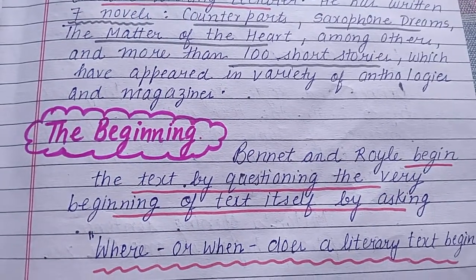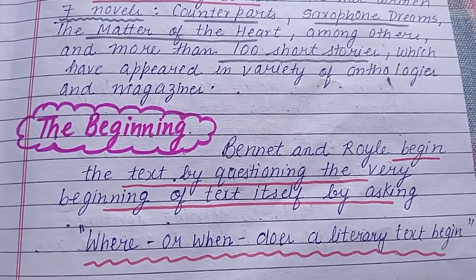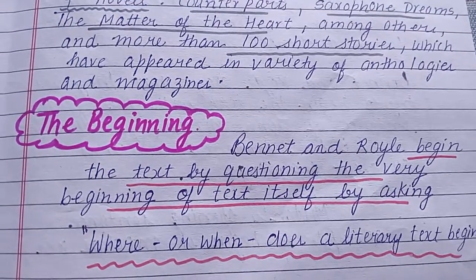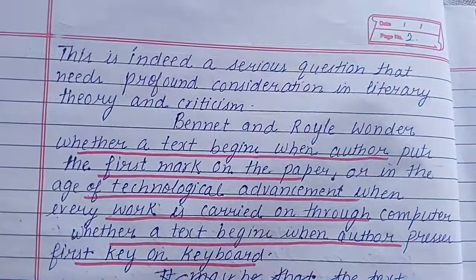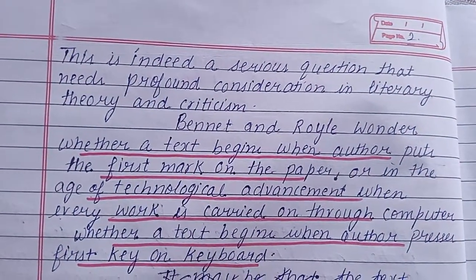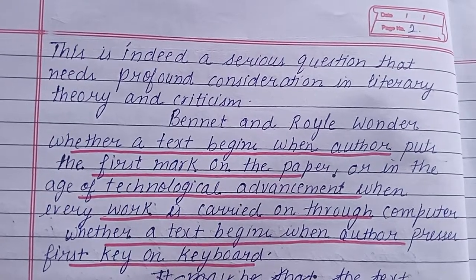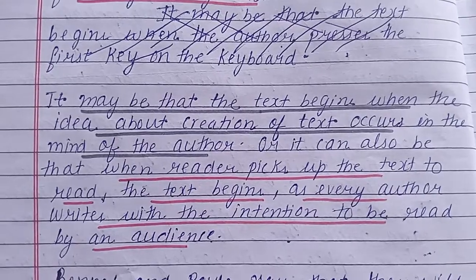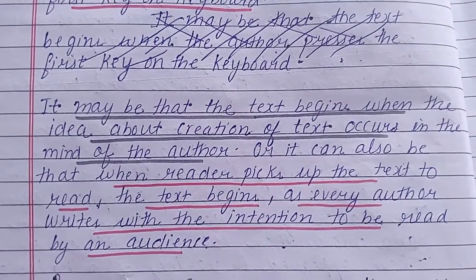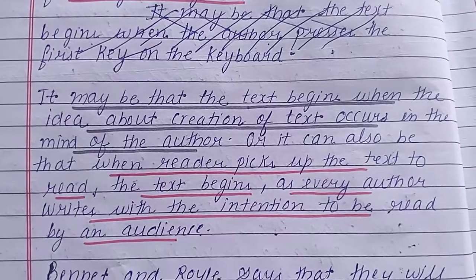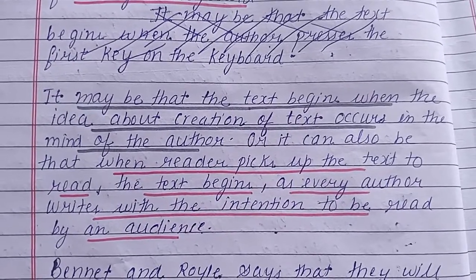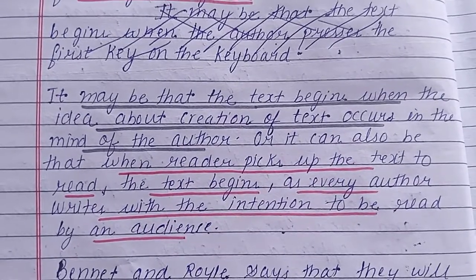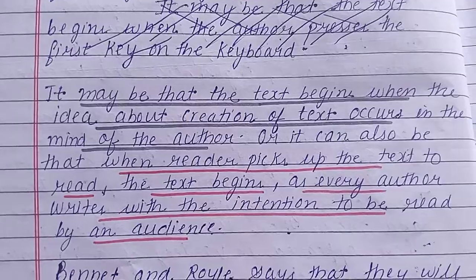So, the beginning. Bennet and Royle begin the text by questioning the very beginning of the text itself by asking, where or when does a literary text begin? Bennet and Royle wonder whether a text begins when the author put the first mark on the paper, or it may be that the text begins when the idea about the creation of text occurs in the mind of the author, or it can also be that when the reader picks up the text to read, the text begins, as every author writes with the intention to be read by an audience.